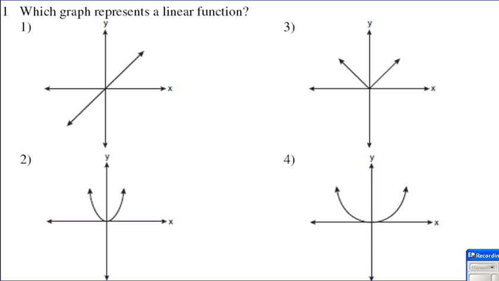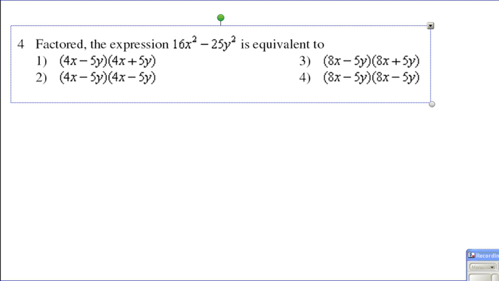Hello class, this will be the review for spring break assignment. So let us try to go through question by question. Alright, so here it goes. We're looking for the graph that is a linear function. When it says linear, we're talking about a line. So here we have number one, this becomes our answer.